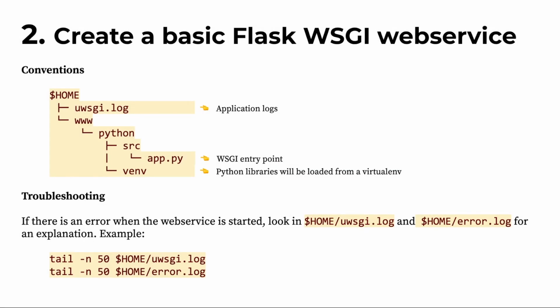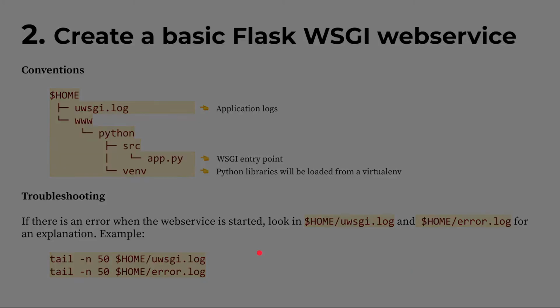Some of the conventions for our application: you can see that there are some application logs that you will see in wsgi.log, and then the folders that we created, www/python. In src, we will have our source code, and then the venv is the virtual environment that we created before that will have the libraries that will be loaded. If you have any problems, look into the wsgi.log file or the error.log file that will be in the root folder, and you can use tail, for example, for looking at the logs.